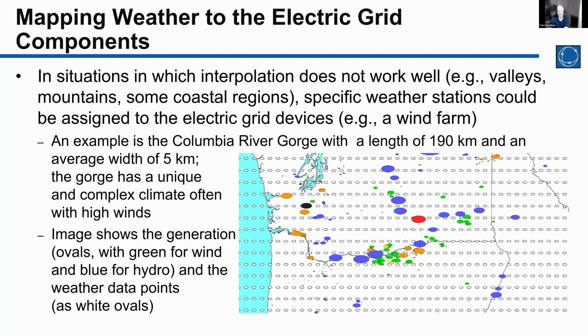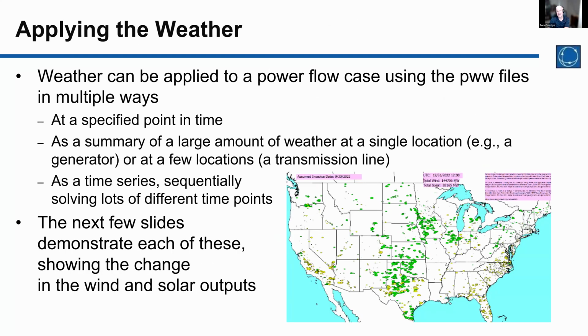So what we wanted to do is get the 0.25 degree and the forecast data running, which we've done. So now we're probably going to go back soon to get the 0.1 degree data. Then in applying the weather, there are lots of different ways you can do it. You can apply weather at a specific point in time. You can summarize a large amount of weather at a single location or a few locations, perhaps a transmission line, or you can process the weather as time series. The next few slides demonstrate this on some of our displays.